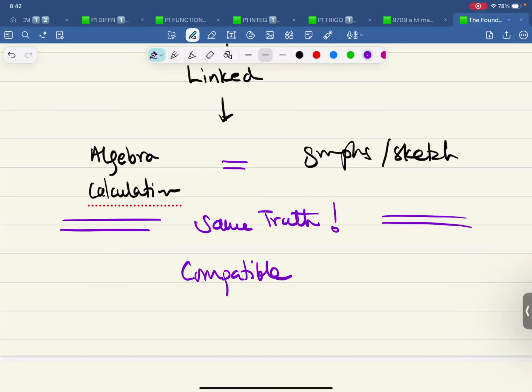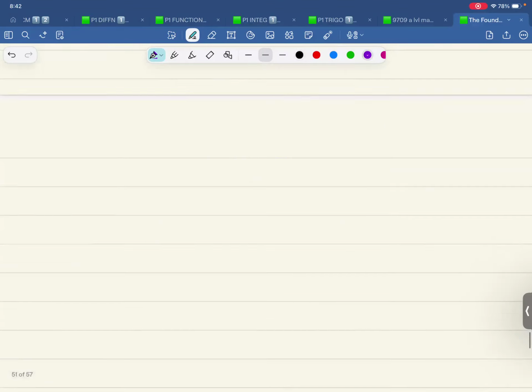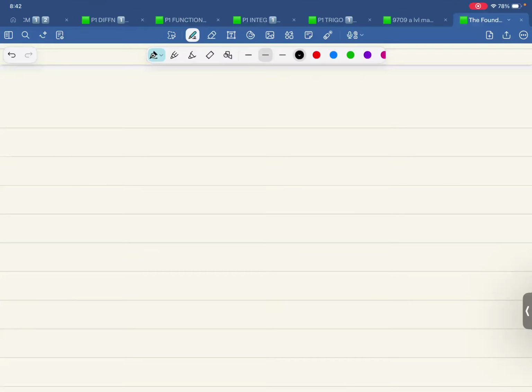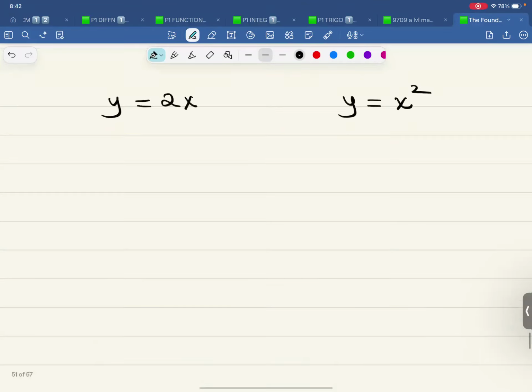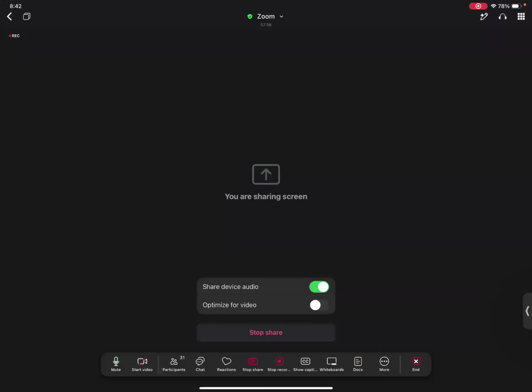So now what have you learned? You have learned to always take common whenever there is a possibility of taking common, because that is the first priority. Now, why don't you try out y equals 2x, y equals x squared, and do the working by calculation and by graph. I will show you the solution. You can just double check with mine. So take 5 minutes, find the answer for this. Let me pause the recording.